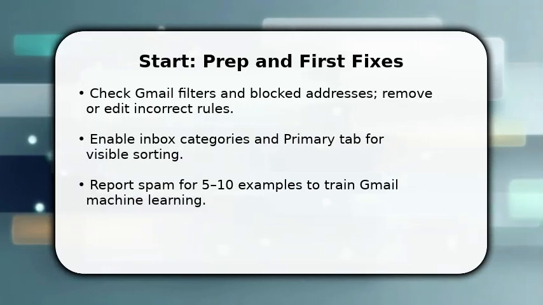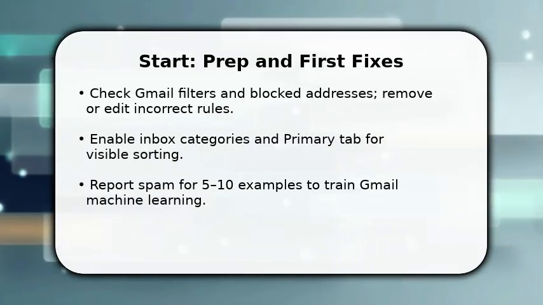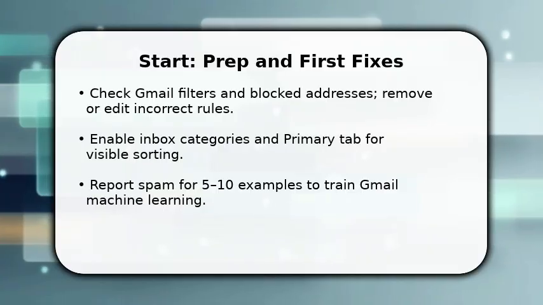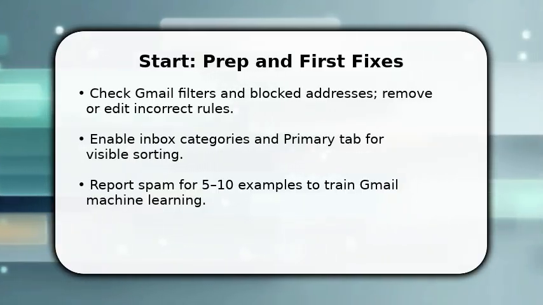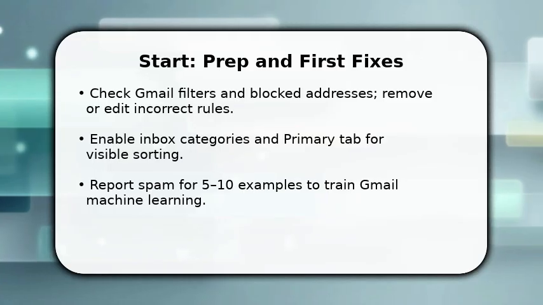You begin by checking filters and blocked addresses because incorrect rules send mail to spam. Remove any that match wanted senders. Next, enable inbox categories and keep primary visible so messages aren't auto-hidden. Then, pick 5 to 10 recent legitimate messages in spam and use report not spam.